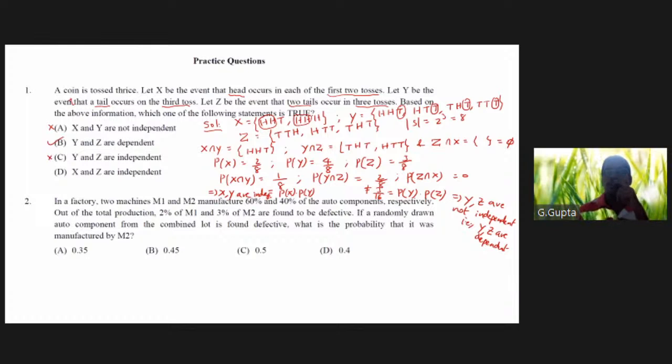Now X and Z. P of X into P of Z, how much? 3 by 32, which is not equal to P of X intersection Z. So X, Z are not independent, so this is also wrong. So what is your answer finally? Y and Z are not independent, that is dependent. Option B is the answer.